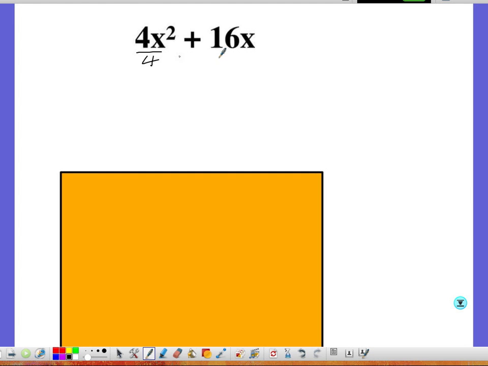So we're going to divide this by 4, and we have to divide this by 4. What that means is that I'm going to write 4 on the outside of the parentheses, and whatever I'm left over, I'm going to write inside the parentheses. So 4x squared divided by 4 is going to be x squared, which is what I want. And then I'm going to write the rest. 16x divided by 4, well, that's 4x. There we go.